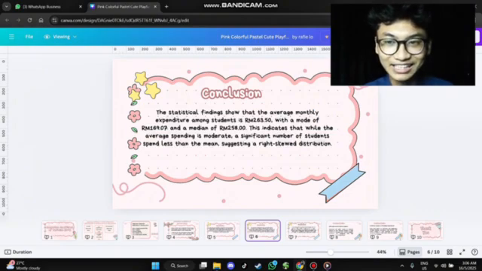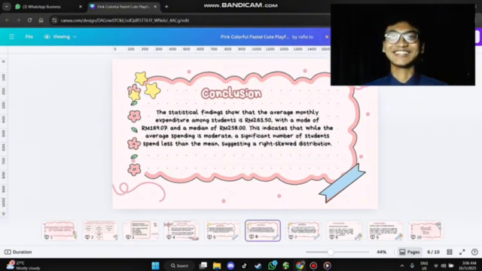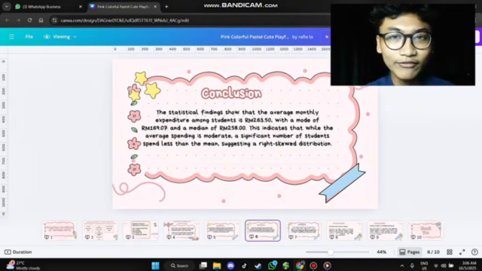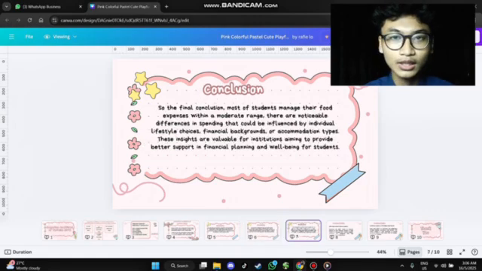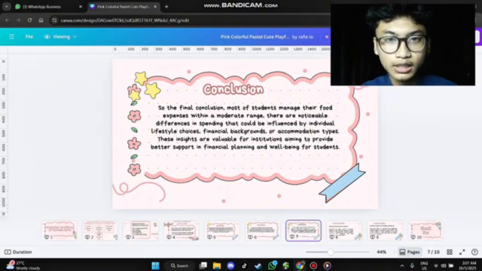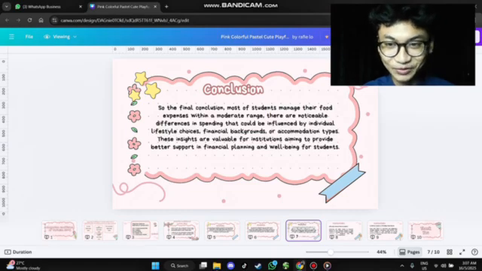This indicates that while the average spending is moderate, a significant number of students spend less than the mean, suggesting a right-skewed distribution. So the final conclusion, most of the students manage their food expenses within a moderate range. There are noticeable differences in spending that could be influenced by individual lifestyle choices, financial backgrounds, or accommodation types. These insights are valuable for institutions aiming to provide better support in financial planning and well-being for students.